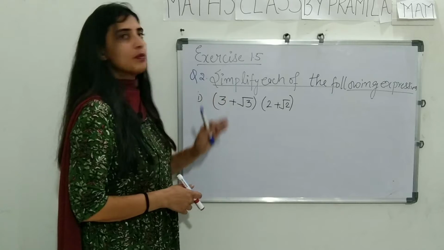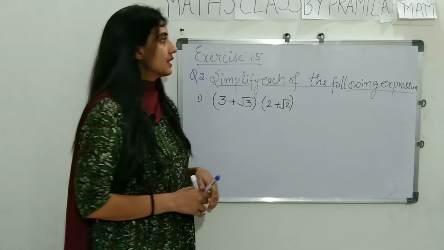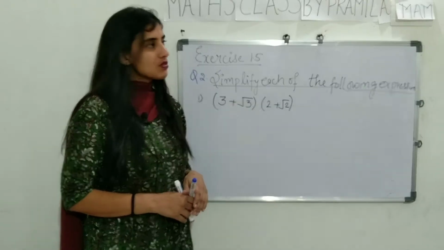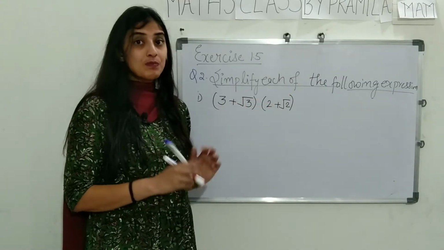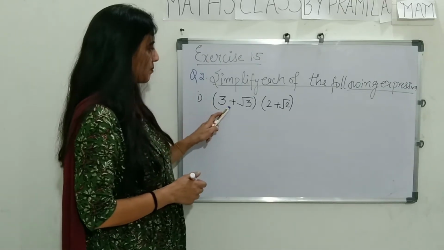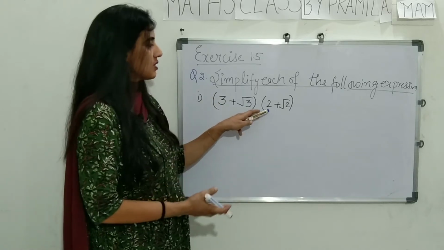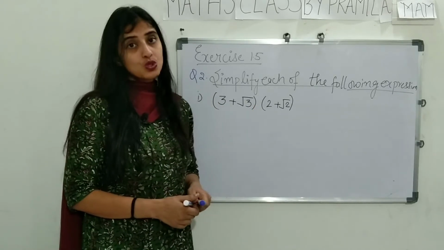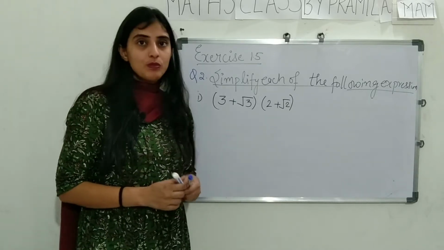Today we'll do mathematics 9th standard exercise 1.5. Okay, we'll see question number 2. Simplify each of the following expressions. We have to simplify this expression. Okay, so question number 1 is (3 plus root 3) in one bracket and (2 plus root 2) in another bracket. Now I'm going to teach you how to solve these kinds of problems.